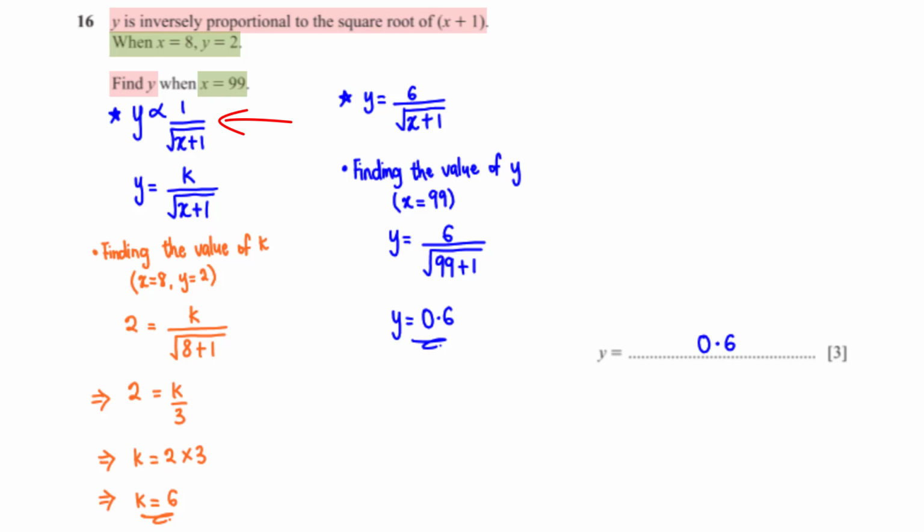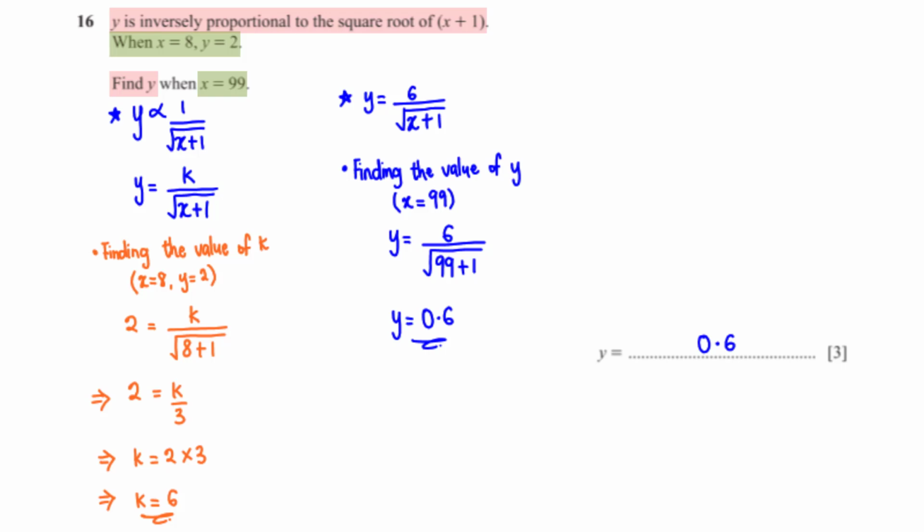So this means that y is equal to a constant, which we will call k, times 1 over square root of x plus 1. So now let's find the value of k, and we can do that by slotting in the values of x and y given in the question. So when x equals 8, y equals 2. And that gives us 2 is equal to k over 3, and this simplifies as k is equal to 2 times 3, which is k equals 6.